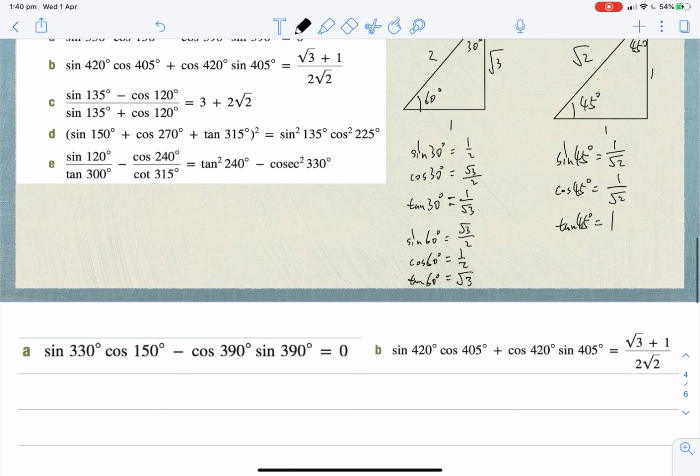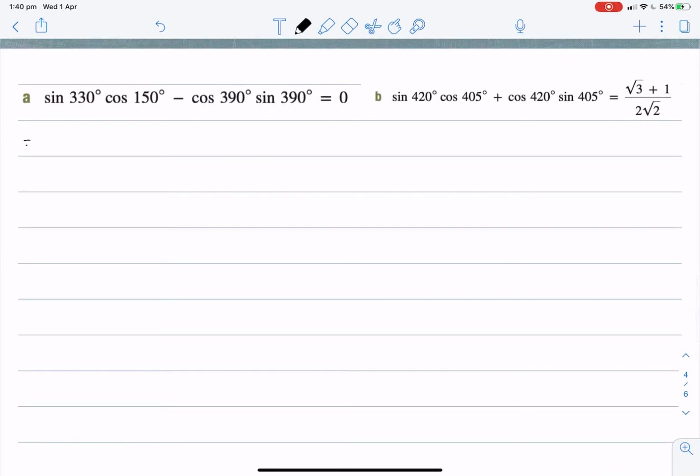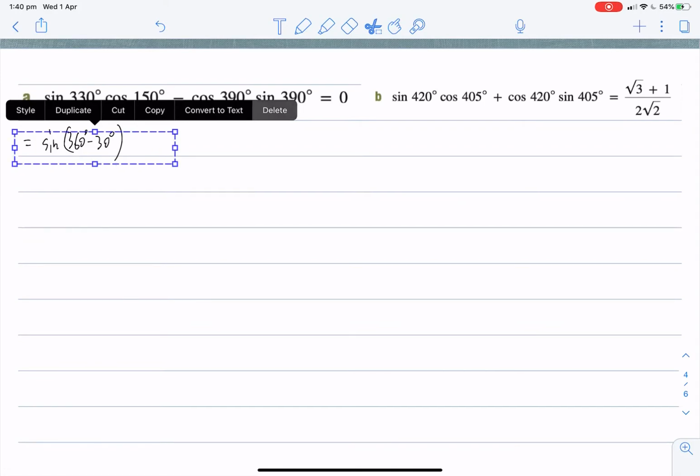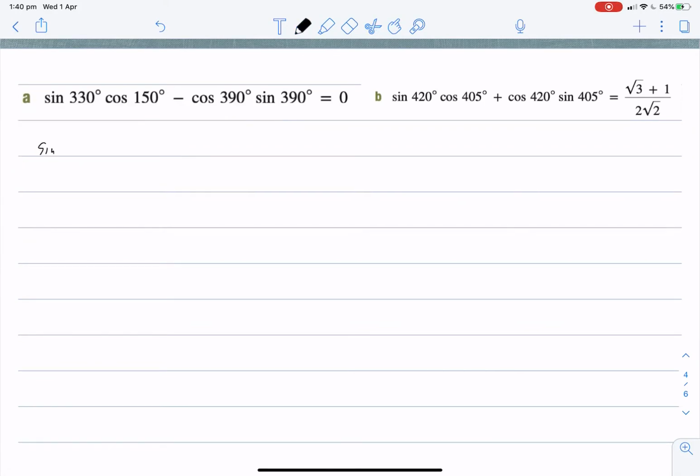Okay, sine 330 is the same as what? 360 minus 30 degrees. Yeah. I'm just going to do one by one. It's probably easier that way. So one by one. Okay, so sine 330 degrees equals sine of 360 minus 30 degrees. So in the fourth quadrant sine is negative, so it's negative sine 30 degrees.